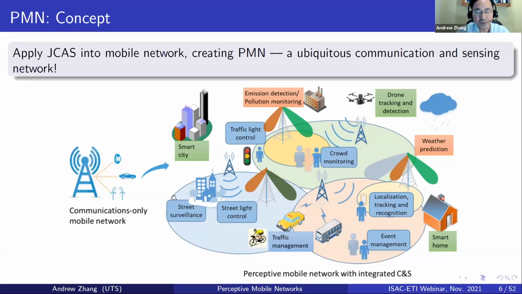PMN, from the concept or the name, stands for Perceptive Mobile Network, right? We try to introduce perceptivity capability to the communication-only network. Then we can expect a ubiquitous sensing network on top of the communication. In general, we can achieve the sensing without compromising the communication performance and without requiring significant new investment. So in terms of both the potential and the cost, this network is very attractive.